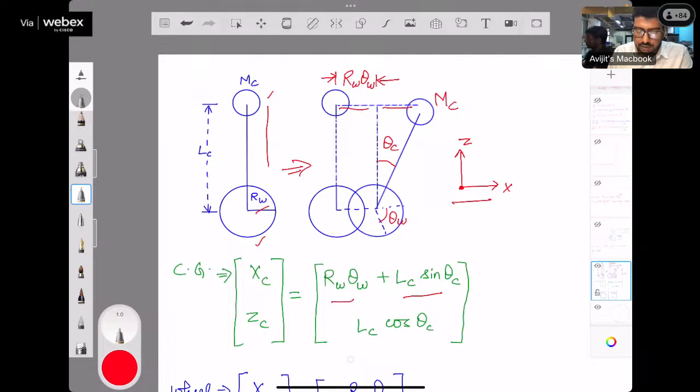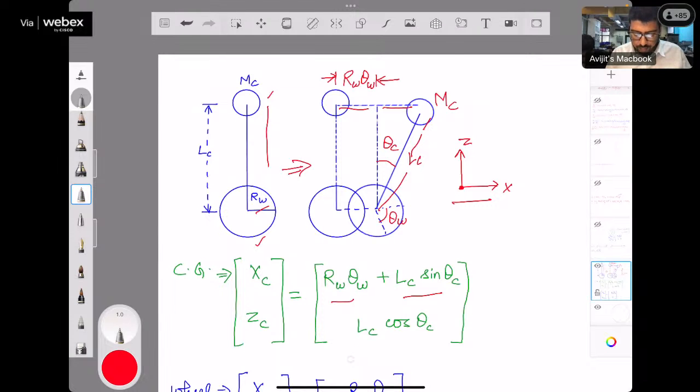This displacement is according to the radius of the wheel and the rotation angle of the wheel. So the wheel rotated by theta W, and the whole system displaced by RW theta W, and beyond that the bot also tilted. That's why the center of mass also moved by the displacement of LC sine theta C, where LC is this length.